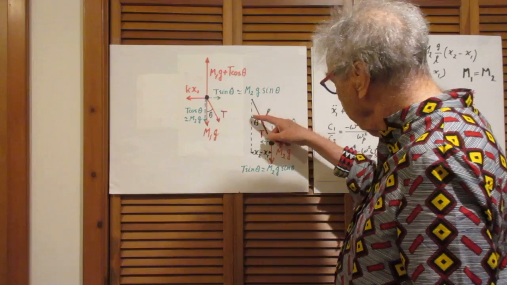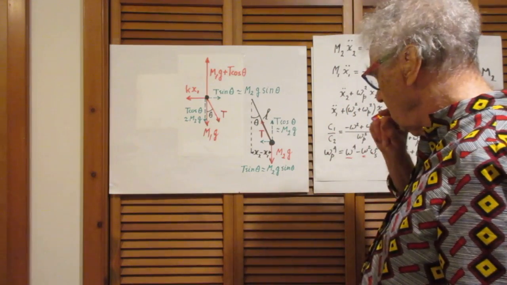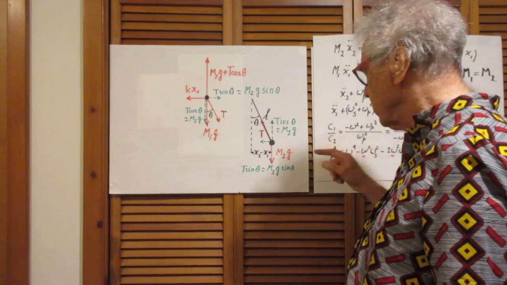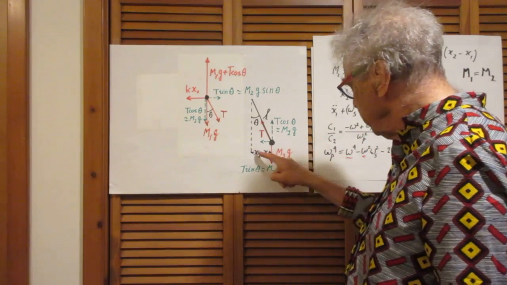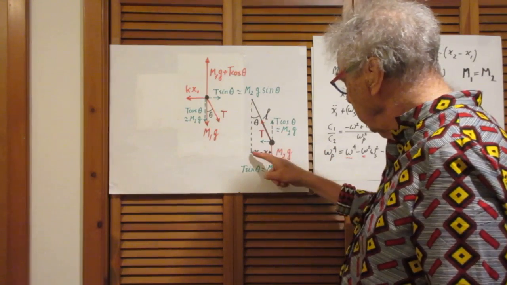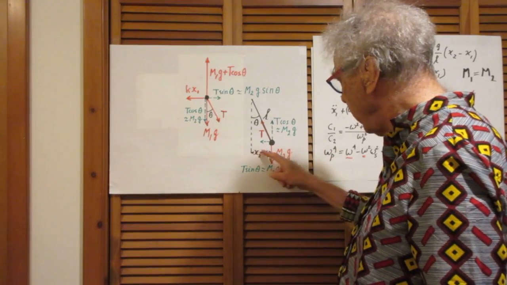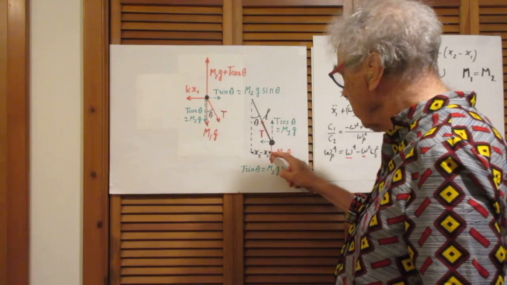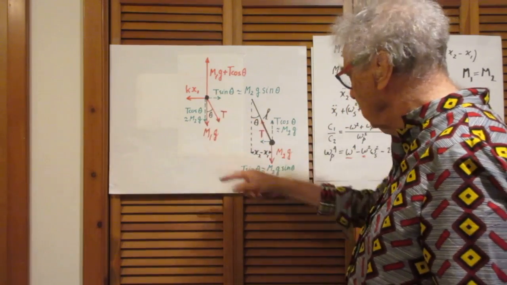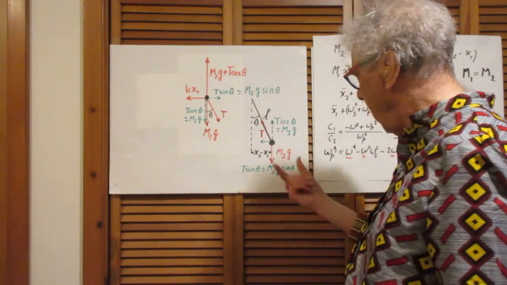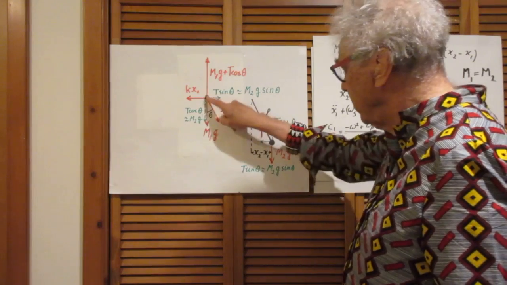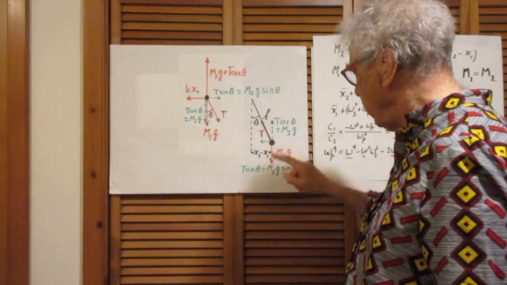The sine of this angle, which is the same as the angle in radians for small angles, is this distance divided by the length. And this distance is x2 minus x1. Because remember, this object is at location x2 and this object is at location x1. And so, since this object is attached here, this is x2 minus x1.